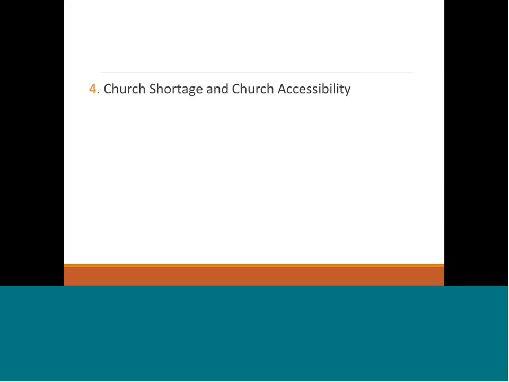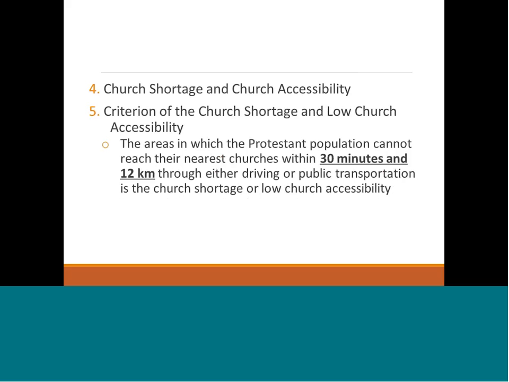Next, if the demand is oversupplied, which means more Protestants have to take a long time and a long distance to reach their nearest church, this area or city should be defined as an area of church shortage. That's the term we created, the so-called shortage of church, or a low church accessibility score. We will show later what specific method we use to measure this church accessibility score.